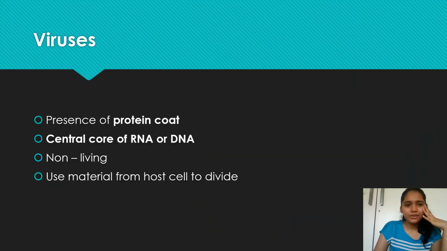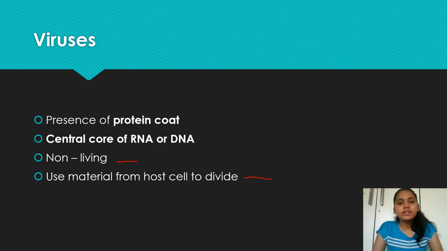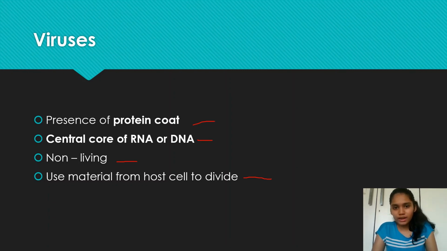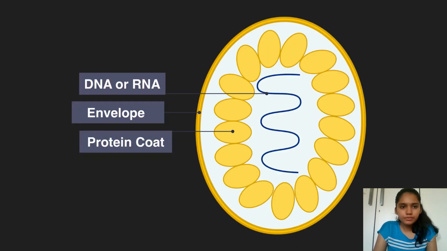Okay, viruses. So they are non-living. First main thing, they use material from the host cell to divide. They have a central core of RNA or DNA. RNA is ribonucleic acid, DNA is deoxyribonucleic acid. And there's the presence of a protein coat, where these 2 are very important. They are also mentioned in the syllabus, so you should know them. This is an example of your virus, which essentially captures what IGCSE wants you to know.